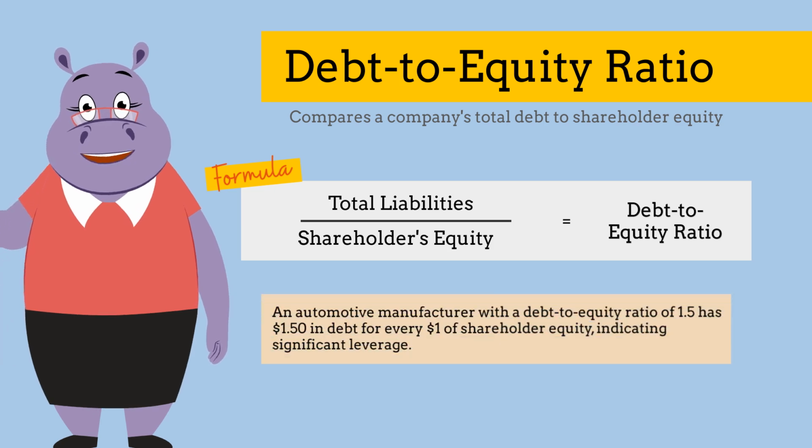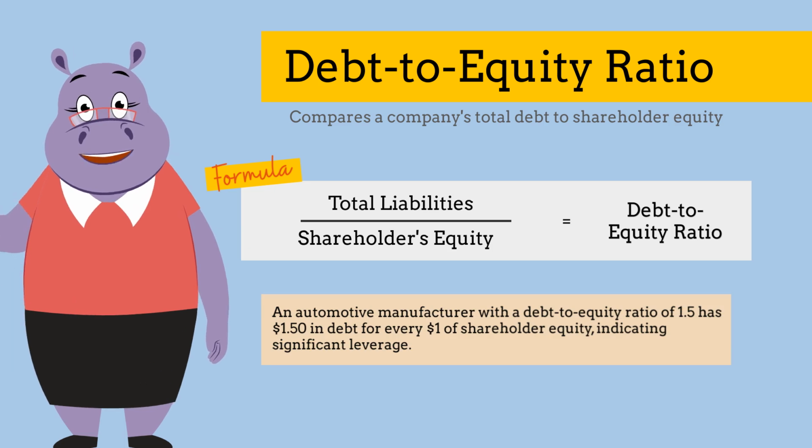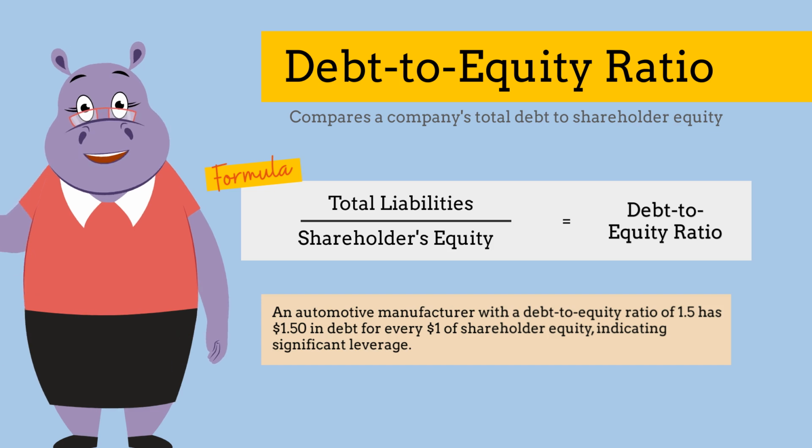An automotive manufacturer with a debt-to-equity ratio of 1.5 has $1.50 in debt for every $1 of shareholder equity, indicating significant leverage.